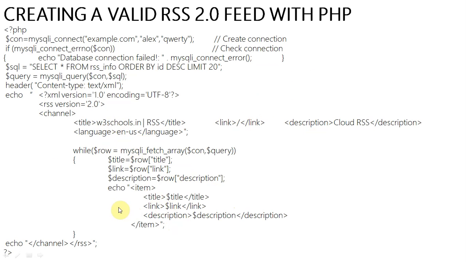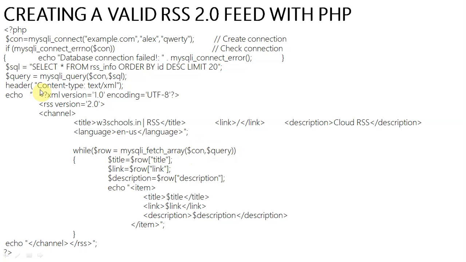These are three headings. The first heading is title, which we have collected from the title field. The second is link, which we have collected from the link field, and the third is description, which we have collected from the description field of the table. And we will use the row array after running the mysql_fetch_array function, which executes the query based on this connection.